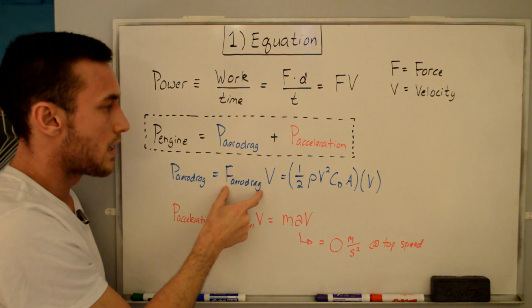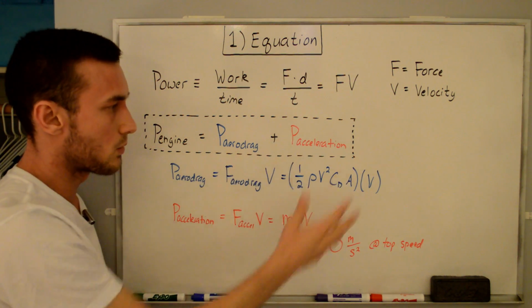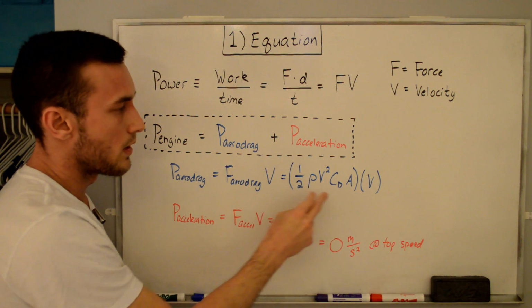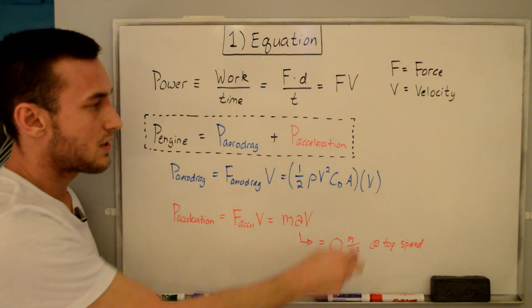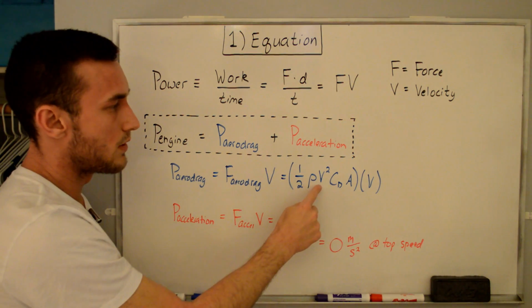The expression for the aerodynamic drag force is given by this expression, which I'll explain in the next whiteboard. So we have 1/2 rho v squared CdA times the velocity, and you'll note that in this term there's actually a velocity cubed, because we'll have the v squared times v.